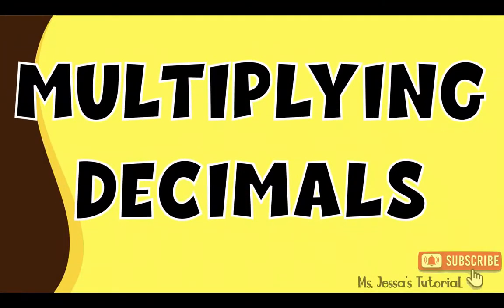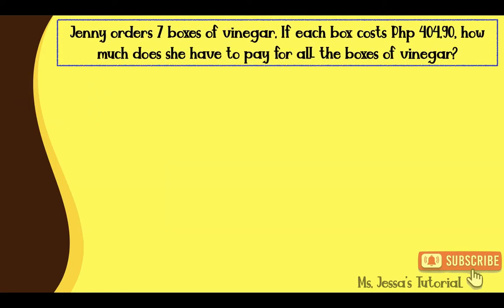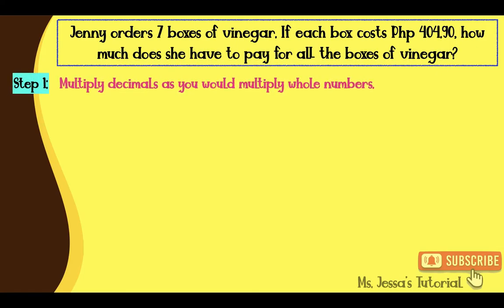Good day everyone! For today's lesson, we're going to study multiplying decimals. Let's have an example. Jenny orders 7 boxes of vinegar. If each box costs 404 pesos and 90 centavos, how much does she have to pay for all the boxes of vinegar? In order to solve this, we're going to multiply decimals as you would multiply whole numbers.